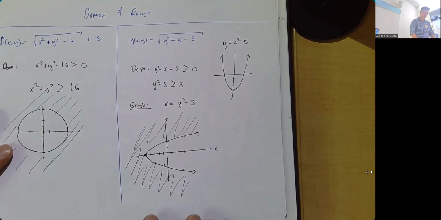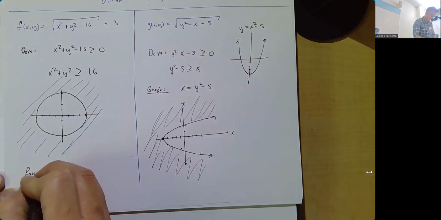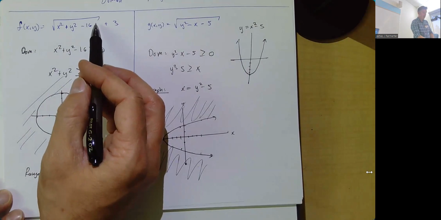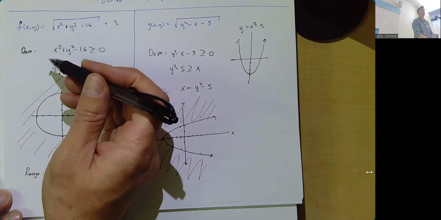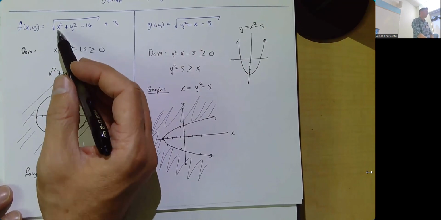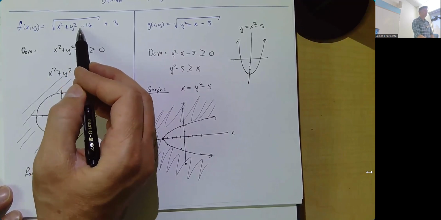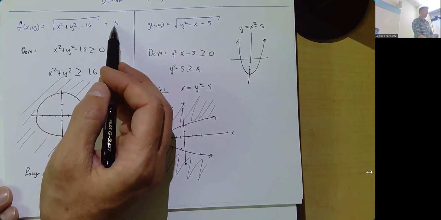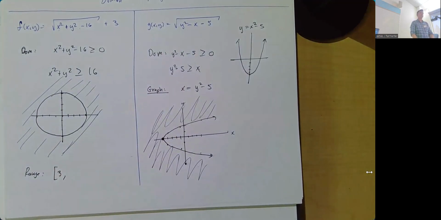I'll just point out, since we're out of time, the range here: the smallest this can be is 0. Square roots, you can't ever get out a number smaller than 0. Can I get 0? Yes, I can. X could be 4, Y could be 0, 16 plus 0 minus 16 is 0, square root of 0 is 0. And then you have to add on 3. So the smallest value for my range is 3. And then it could get as big as you want. Y could be 4, and X could be bigger and bigger and bigger.